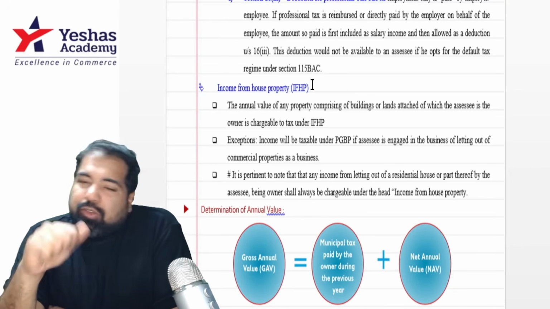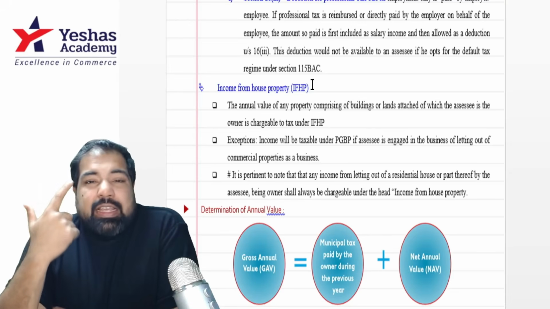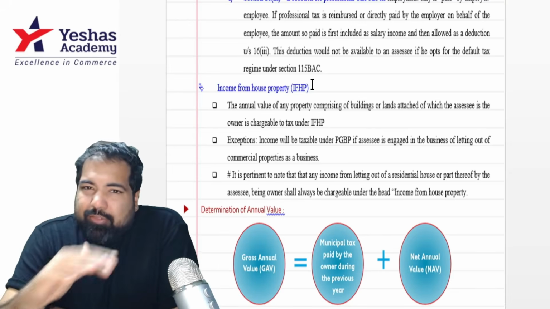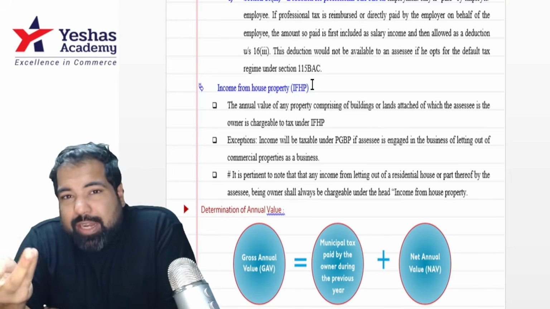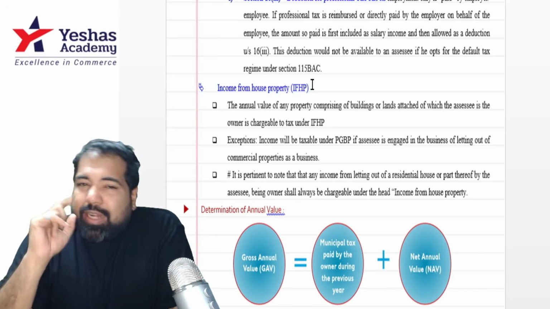What if I pay for last year? You will still get the deduction. Yes, arrears also. Next, standard deduction 30%. That means every time you have income, there will be a standard deduction you will get. Congratulations, 30%. Not 31, not 29, exact 30.